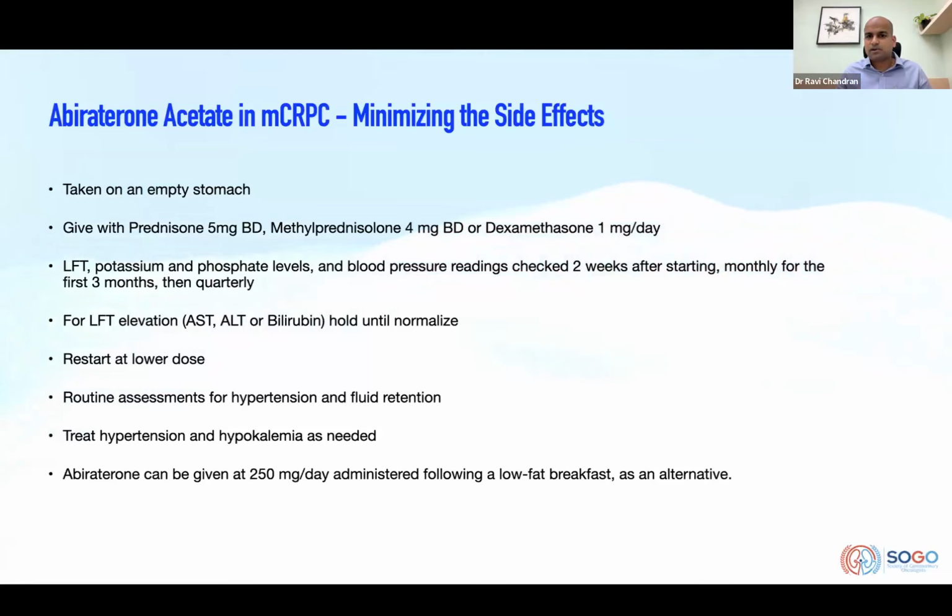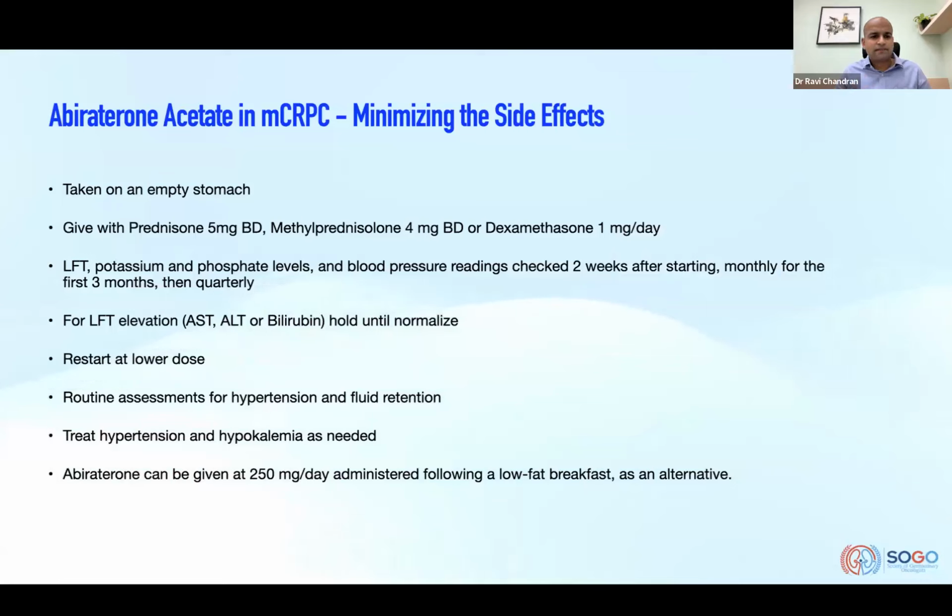It is looked at either a week or 2 weeks after starting, and then monthly for at least the first 3 months, to make sure that LFT is not getting deranged or hypertension is not creating havoc. And if there is an LFT alteration, if there is AST, ALT or bilirubin elevation, we can reduce the dosage until it normalizes and then restart at a lower dose. And as I've already mentioned, look for hypertension and fluid retention and treat it accordingly.